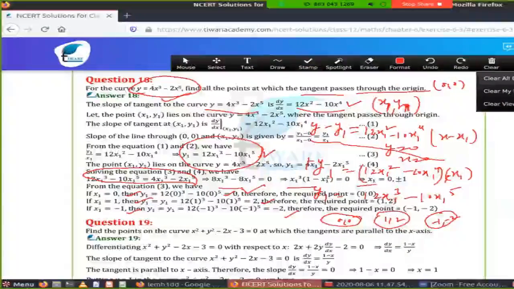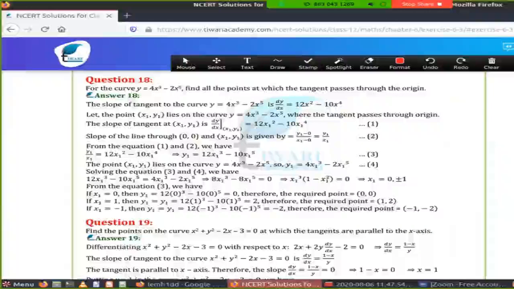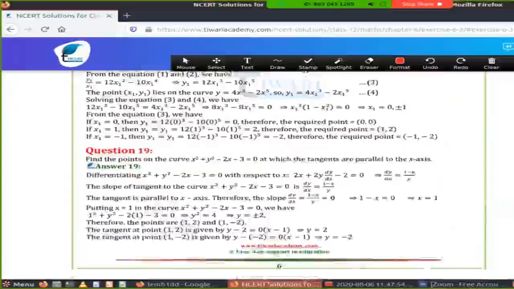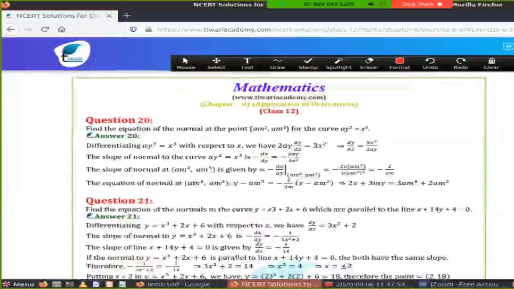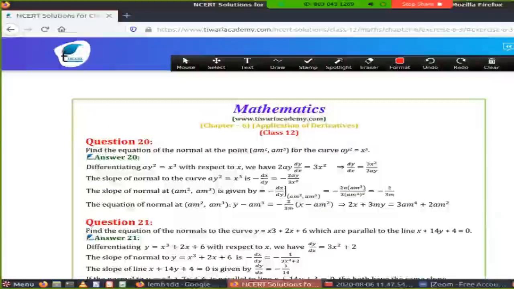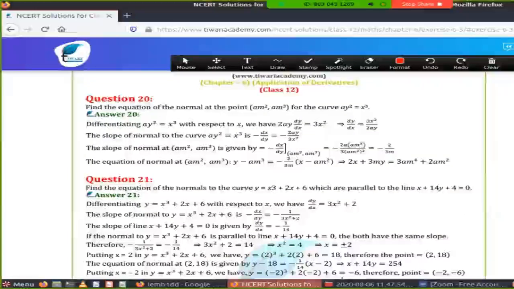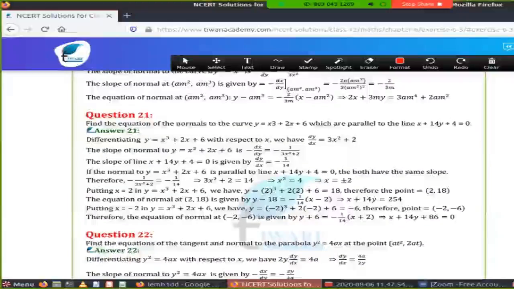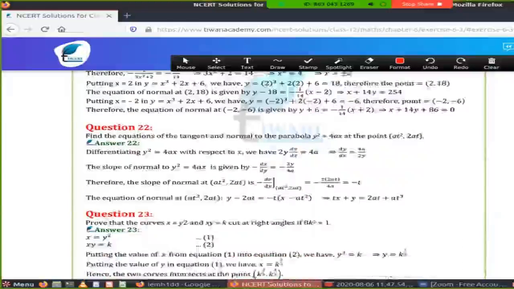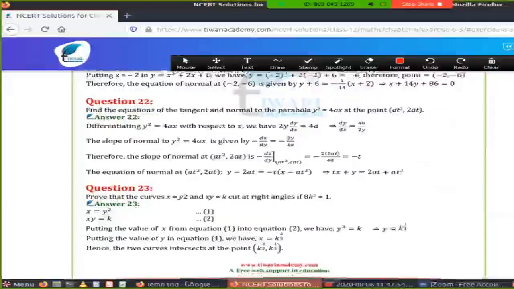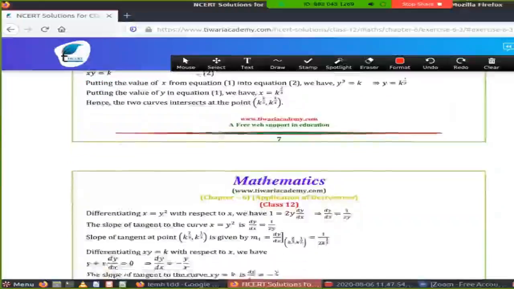Let's see which one is to be discussed. Find the point on the curve at which the tangents are parallel to the x-axis. This concept we have discussed, do it on your own. Find the equation of the normal at a point for which the curve is given to you. Do this question on your own. Both concepts we have discussed. I think you can do these questions.